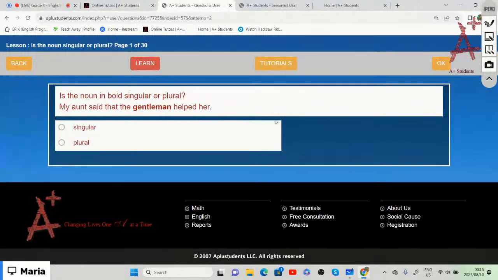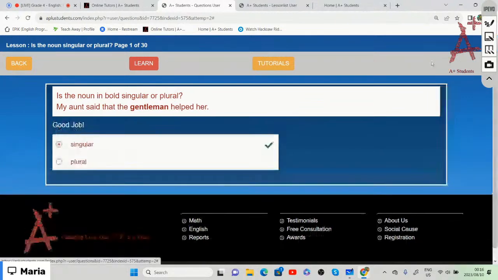All right, so now gentleman. Even if we look at the word man, man refers to one man. So we will say gentleman is singular. Because once the word man changes to men, then it becomes plural form. So we can say gentleman is singular, refers to one.